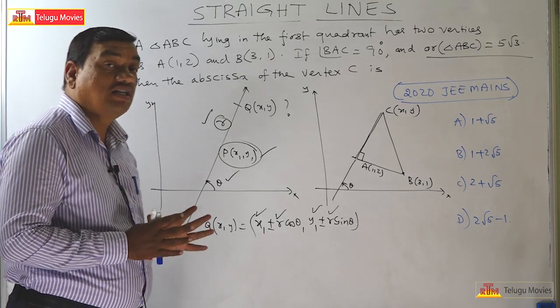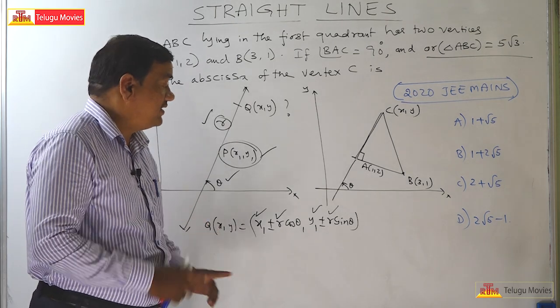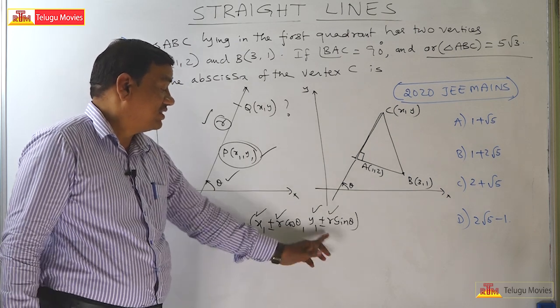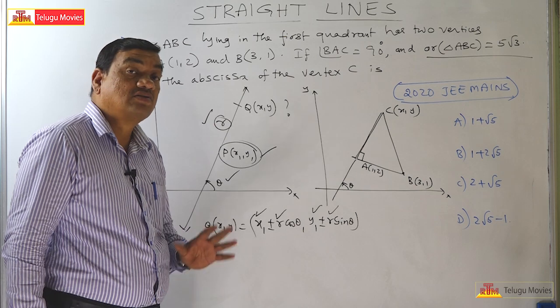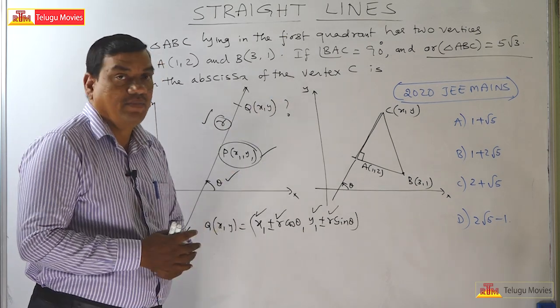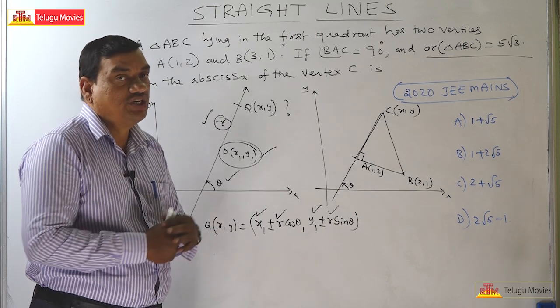Here, the main basic concept we applied is this: x1 plus or minus r cos theta, comma, y1 plus or minus r sin theta. Based on this, the problem was created. So let us proceed with the solution.